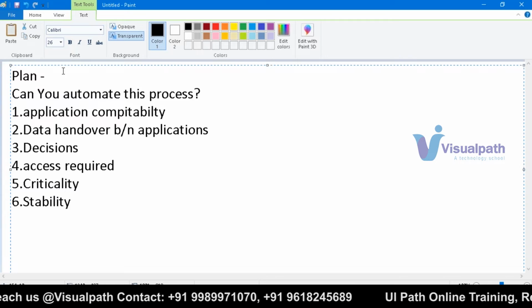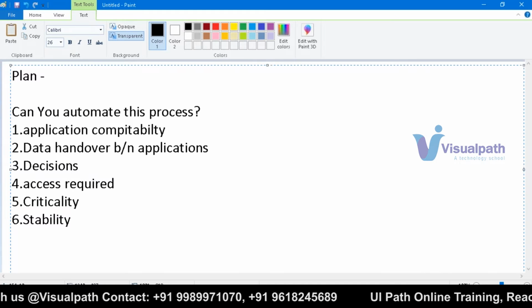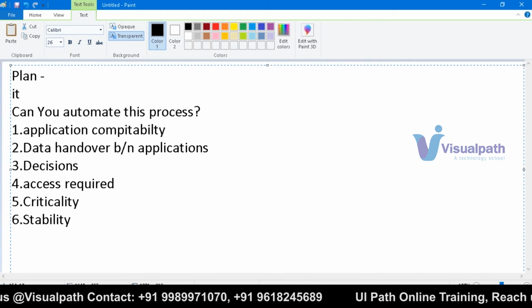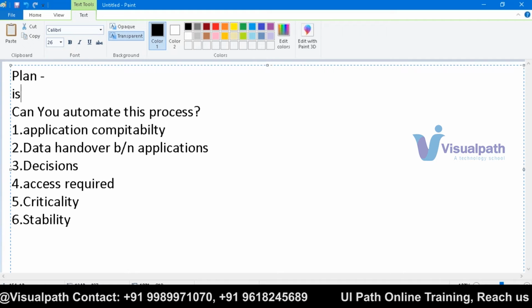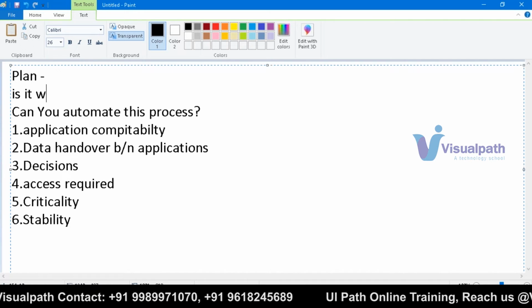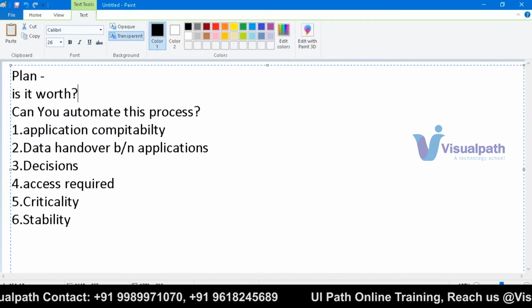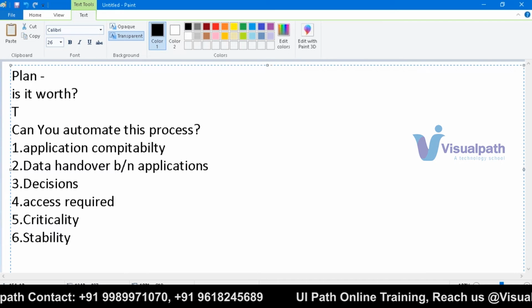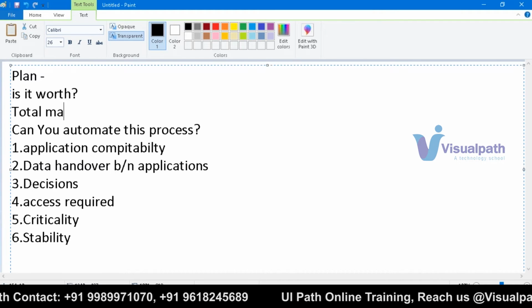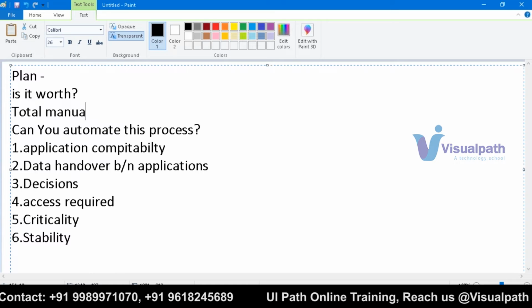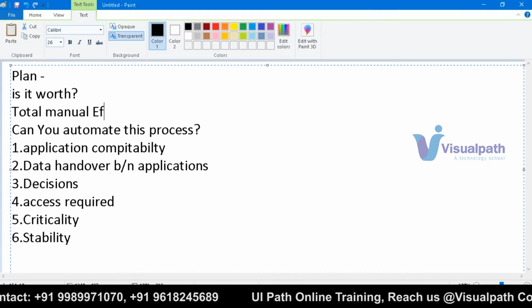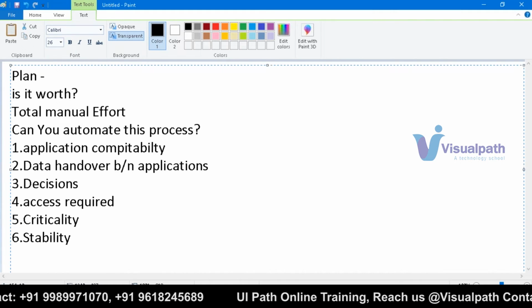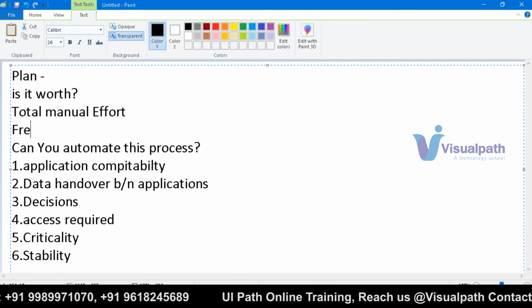Similarly, is it worthy or not? What are the factors that, even though we calculated the FTE saved and all, actually impacted that? The first is the total manual effort of the process. The higher the manual effort is, the higher the FTE saved. So you'll have higher chances, and also the frequency of the process.